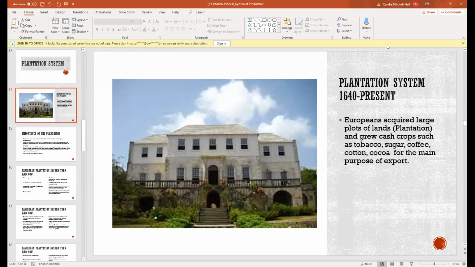Now, what Europeans did was that they acquired large plots of land. Once they acquired the land, they established great houses and slave huts on it. But the main purpose of the land was to produce goods, for example sugar, coffee, cotton, cocoa, and to some extent tobacco. But the main one would have been sugar. The one that we really know about was sugar.